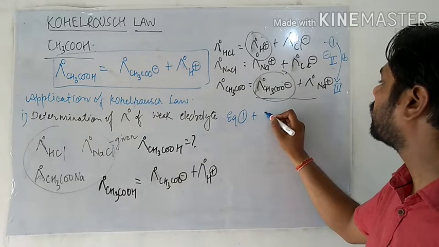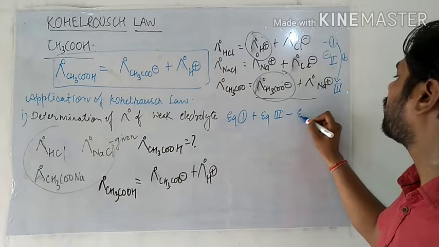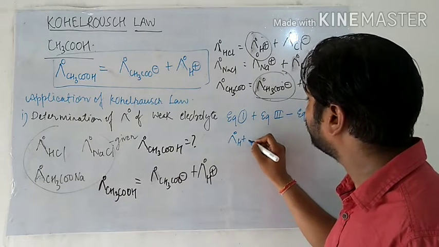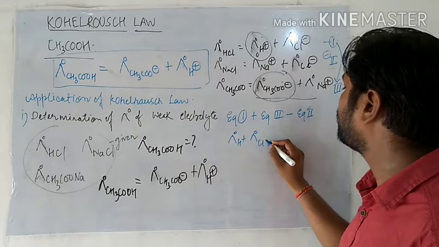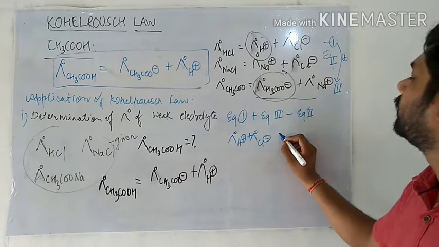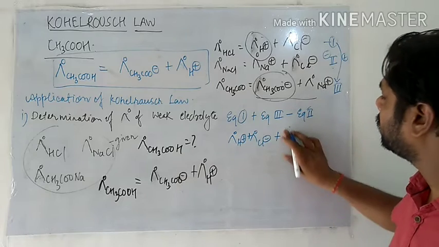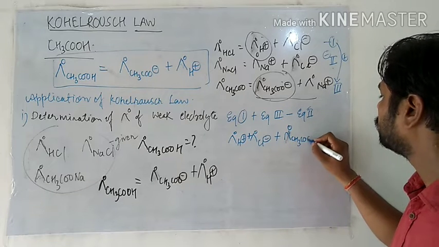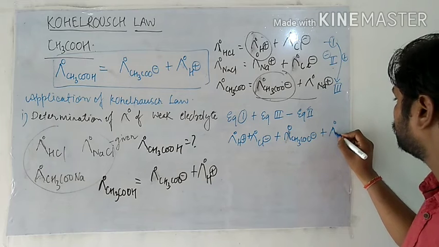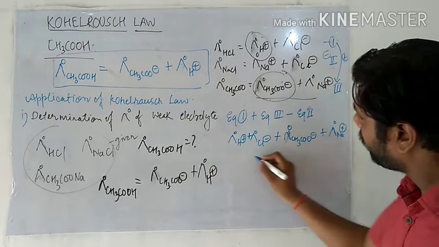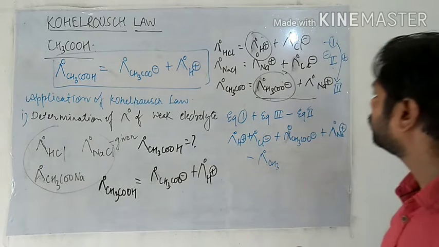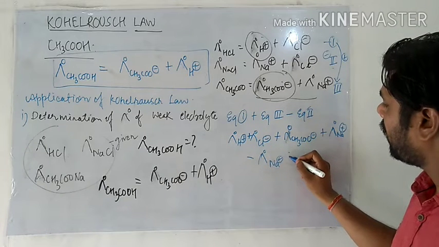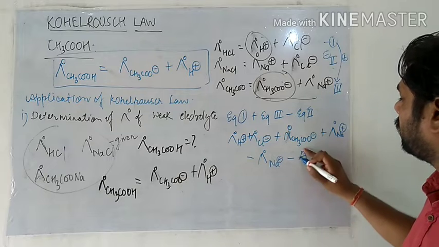Let's see, I am doing this. Equation 1 plus equation 3 less equation 2, and all we have got here is lambda naught of H positive, lambda naught of Cl negative, there is a plus sign in between, plus lambda naught of acetate ion plus lambda naught of sodium ion, minus lambda naught of sodium positive ion and minus lambda naught of chloride ion.